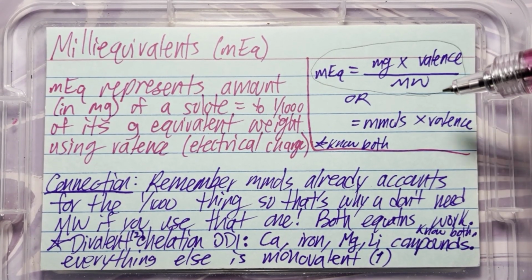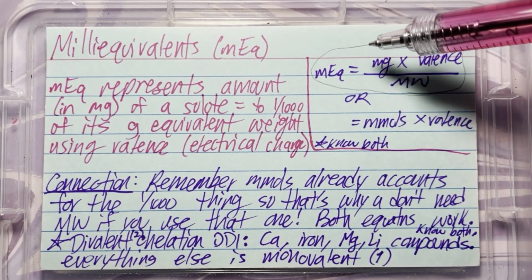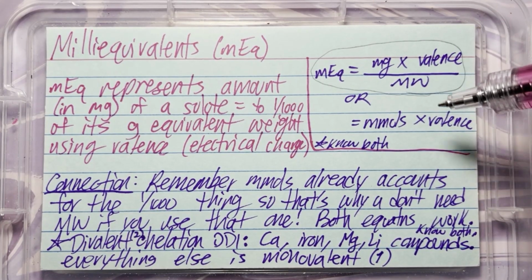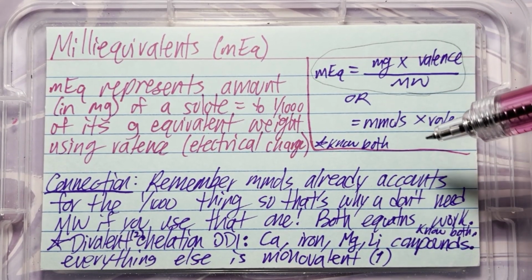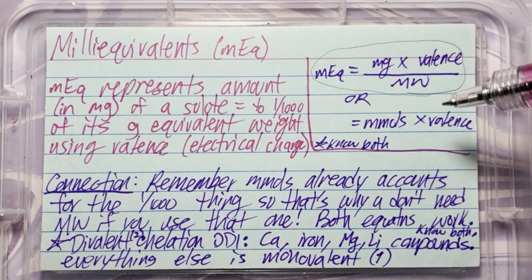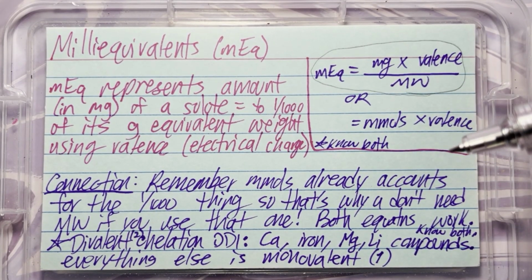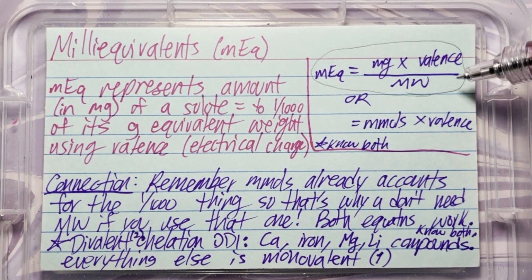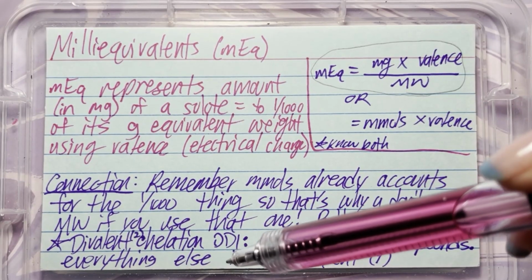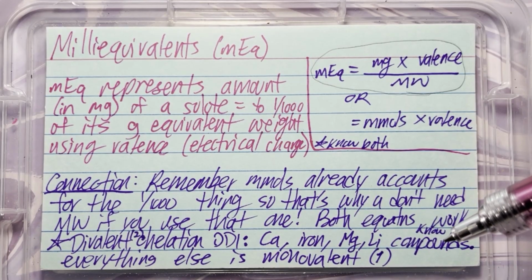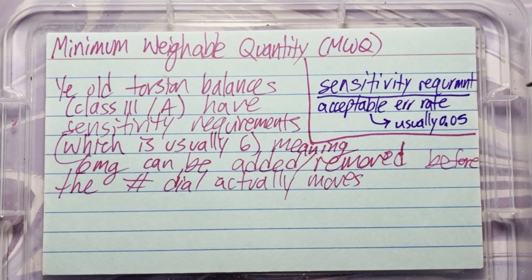I know, super annoying. mEq equals mg times valence divided by molecular weight, or millimoles times valence. And millimole already accounts for the 1/1000th thing, so that's why you don't need molecular weight here. Both equations work, but you really should know both, because you never know what information they'll give you in the question. And for valence, you're going to want to know this. Divalent cations are going to be your calcium, iron, magnesium, lithium. Everything else is monovalent.